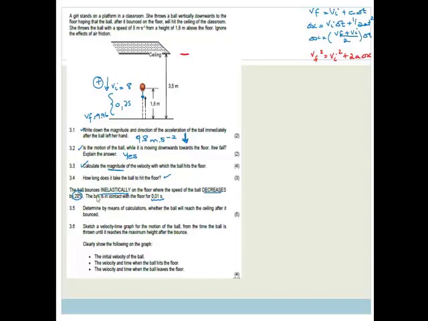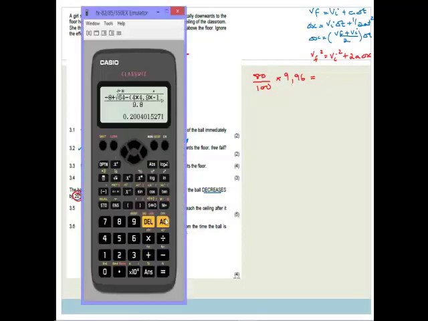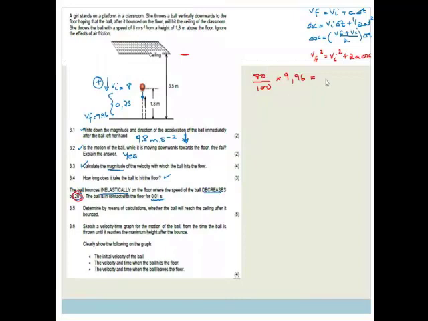So after it's bounced, we need to work out what its initial velocity is. Initial velocity decreases by 20%, which means it is 80% of what it originally was. So therefore it's going to be 80 over 100 times 9.96. And we just need to pop that in our calculator. So that is going to be 0.8 times 9.96, which is going to be 7.97. So that's 7.97 meters per second. I hope you understand that.